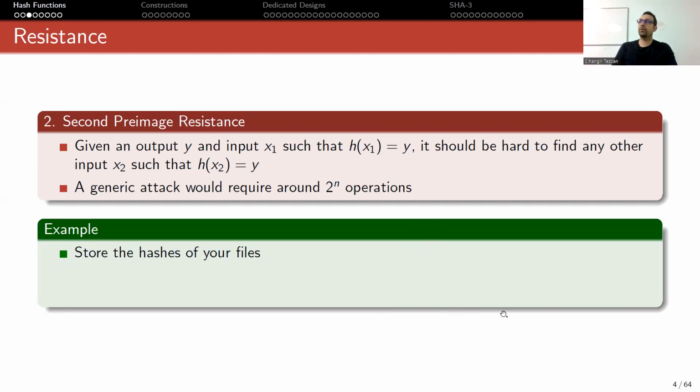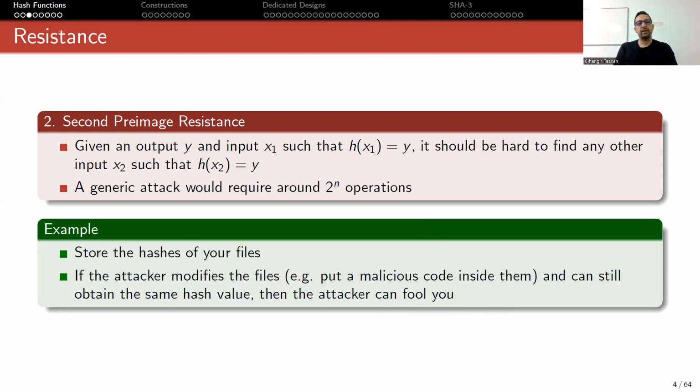First, you store the hashes of all of your files in your computer in a secure list someplace. If the attacker modifies the files, for instance puts malicious code inside them, and you calculate the hash of the modified file, it wouldn't match the previous one. But if the hash function is bad and allows second pre-images, then the attacker can put in malicious code and still provide the same hash value, and this way the attacker can fool you. This is just a basic example, but we need second pre-image resistance in many different scenarios, especially when you're signing something digitally.